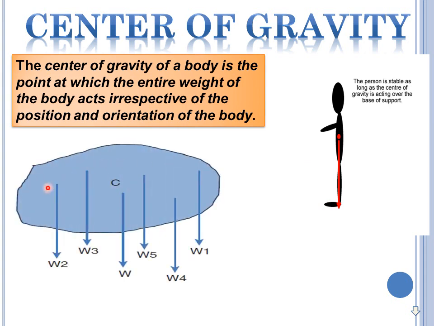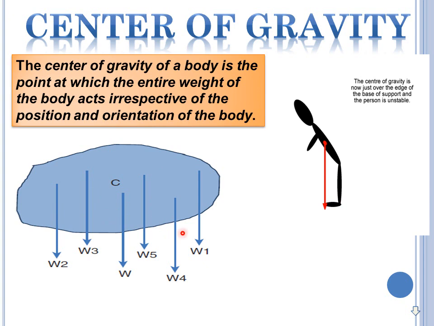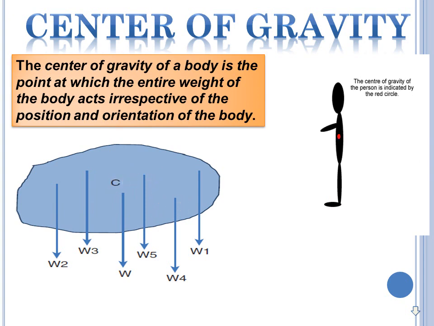If you take an irregularly shaped lamina, you can see a lot of weights here, but the center of gravity remains at the middle. Each rigid body is made up of several point masses like this, W1, W2, W3, like that.